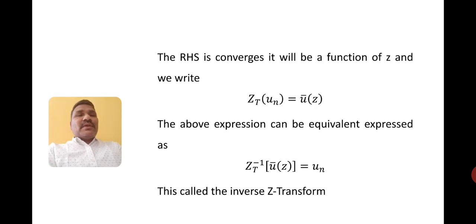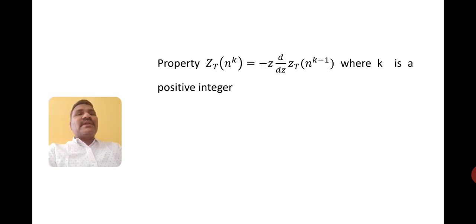The above expression can be equivalently expressed as the inverse Z transform of u bar of z is equal to u_n. Right. This is called the inverse Z transform. This is the definition of the Z transform. Now let me find some Z transforms.